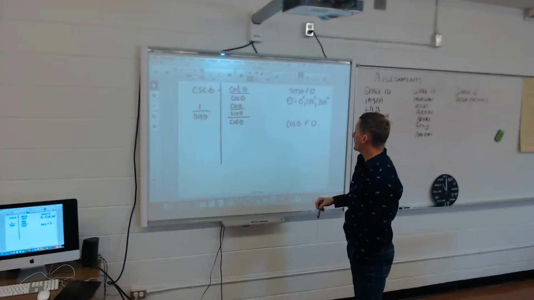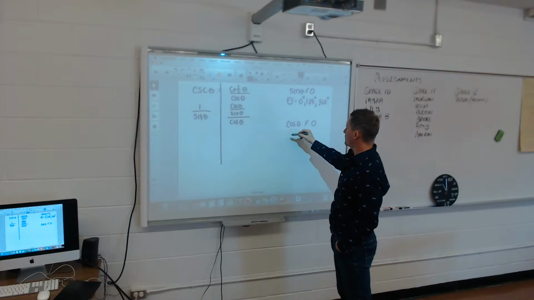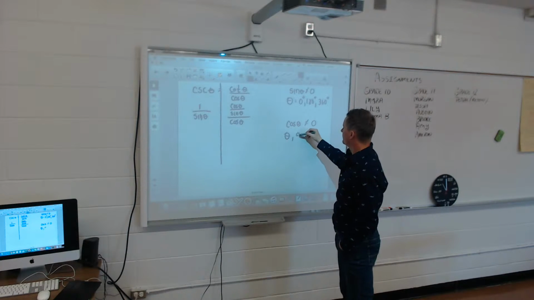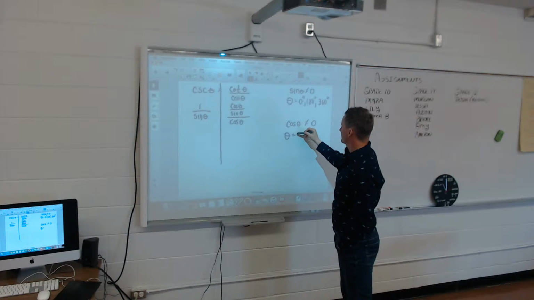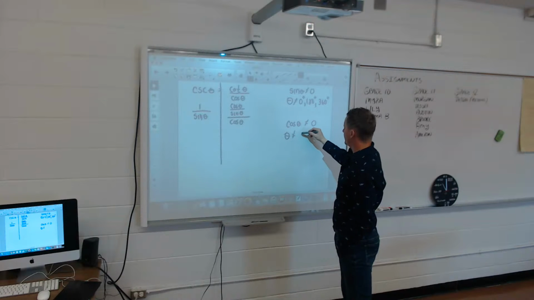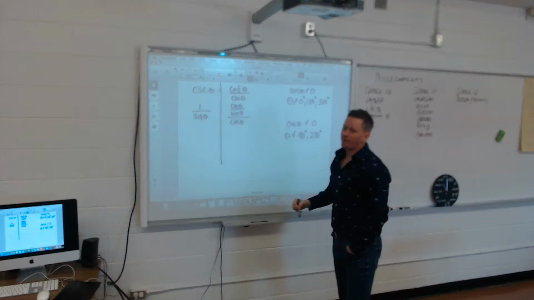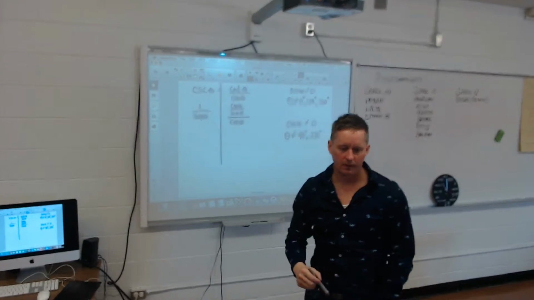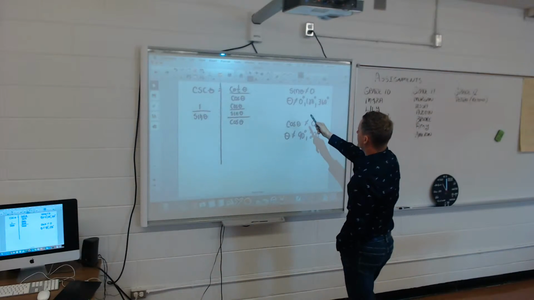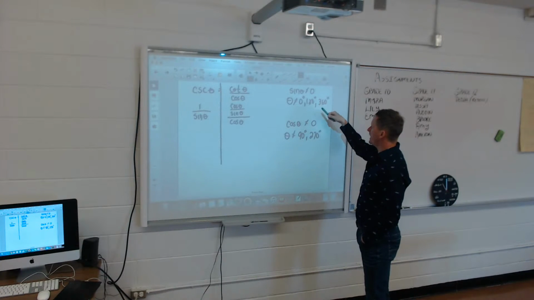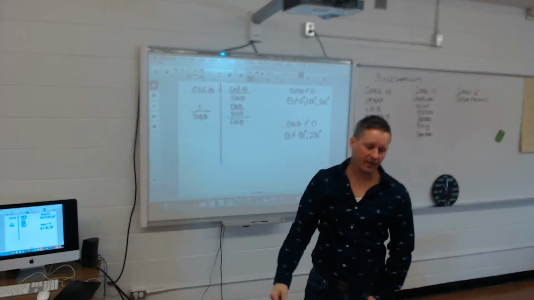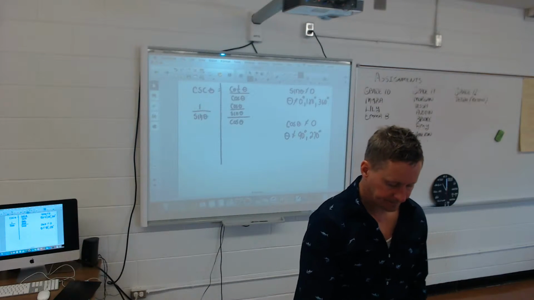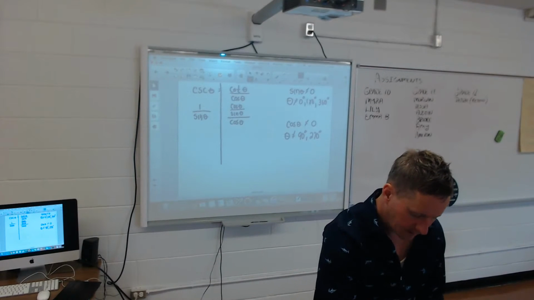For what angle does cos theta equal 0? Whoops, this should be equals: 90 degrees, 270 degrees. So if I'm going once around the circle, basically what I'm saying is theta can't be 0, 90, 180, 270, or 360, or I would have a non-permissible value. Okay?